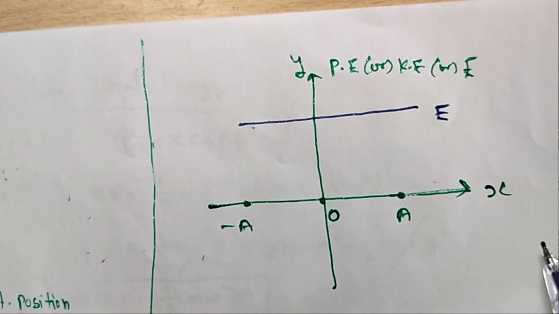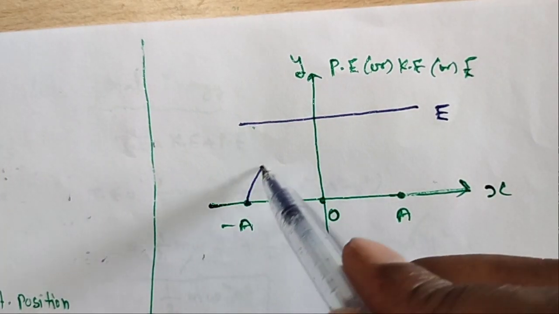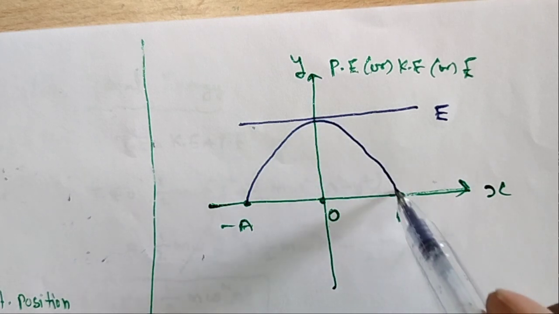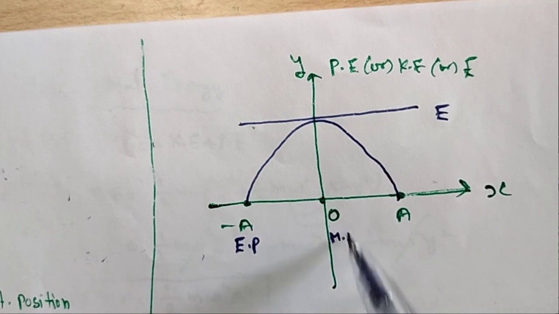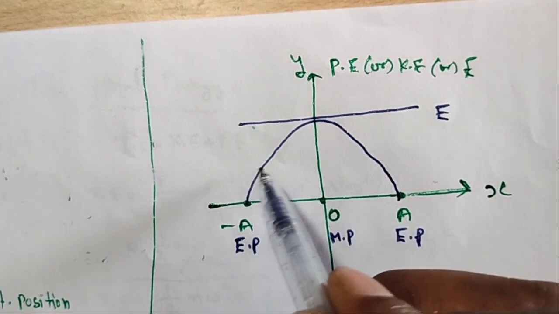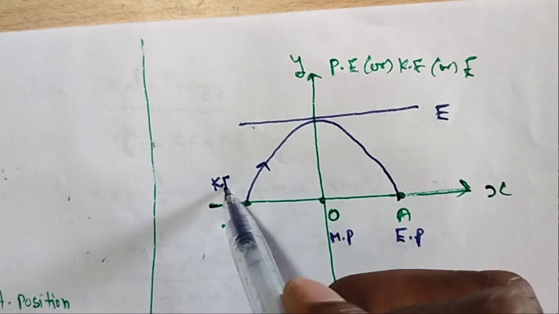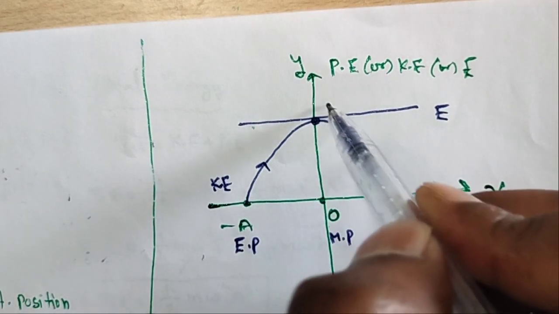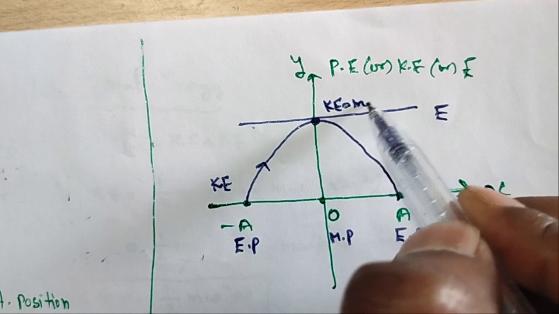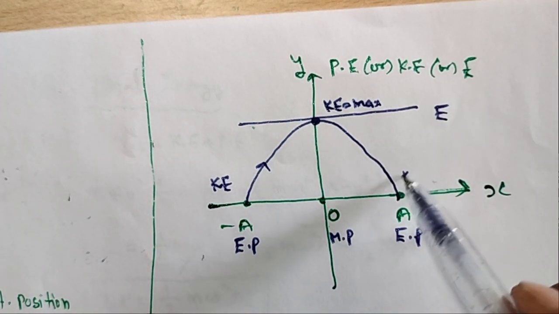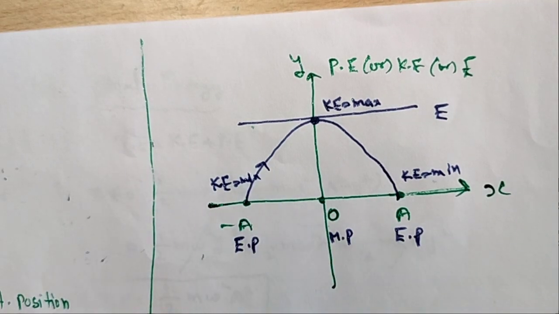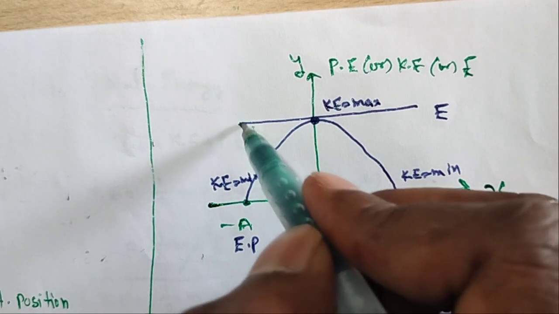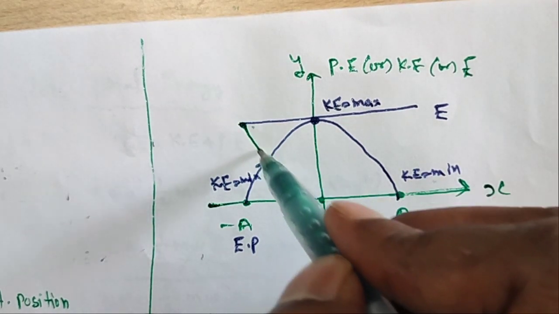Now I am taking the kinetic energy. This is the kinetic energy curve, with the mean position and the extreme positions. At this point the kinetic energy is maximum. Here the kinetic energy is minimum, and here also the kinetic energy is minimum. So what is the potential energy? This is the potential energy.